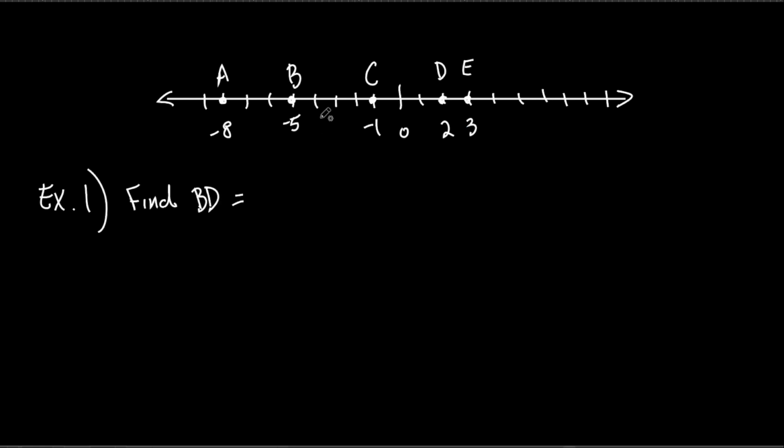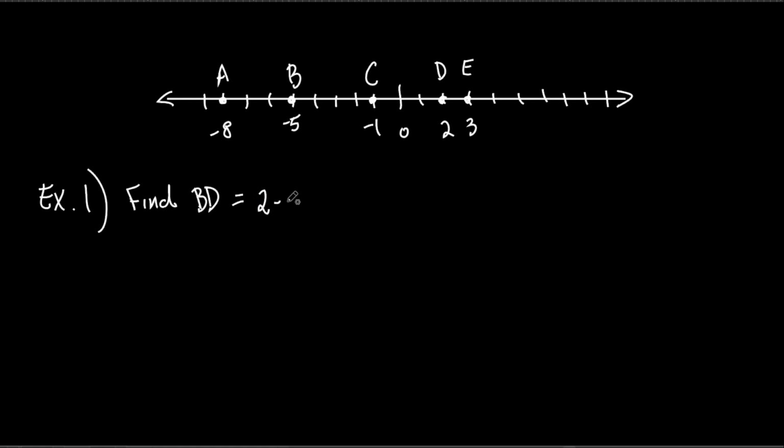So BD, I could sit there and just count, couldn't I? But again, what if they were really long numbers? I wouldn't want to do that, would I? All right, so let's do the math on it. It does not matter what order you subtract them in. You could go what? Negative 5 minus 2, or you could go what? 2, no, not minus 5. Where are you? You're at the negative 5, so it's 2 minus negative 5.